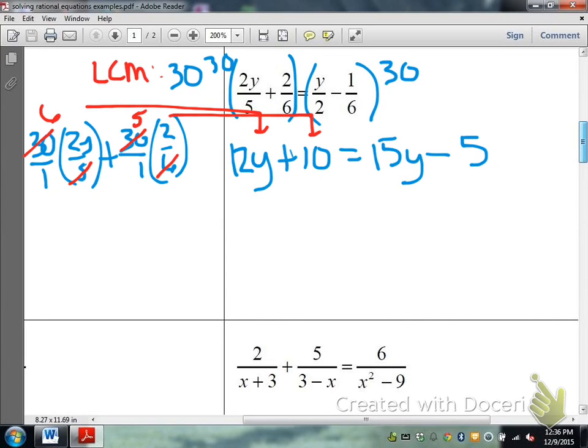All right, so now as we resume, notice that when you've multiplied by the LCM, you've cleared all the fractions out. So now our goal is to solve this nice linear equation for y. So I'm going to subtract 12y and add 5 on the other side.